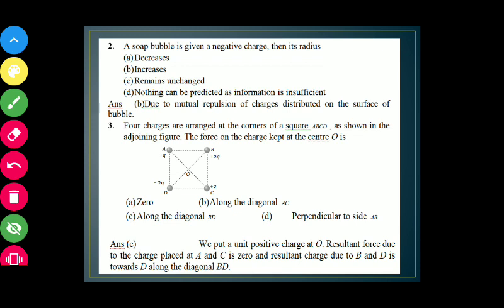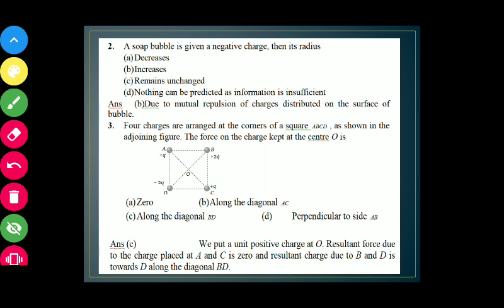Now another question. A soap bubble is given a negative charge, then its radius. So when you think about this question, we are giving a negative charge to a soap bubble. When we give negative charge, the charges will be uniformly distributed and the charges will repel each other. So the radius will increase.